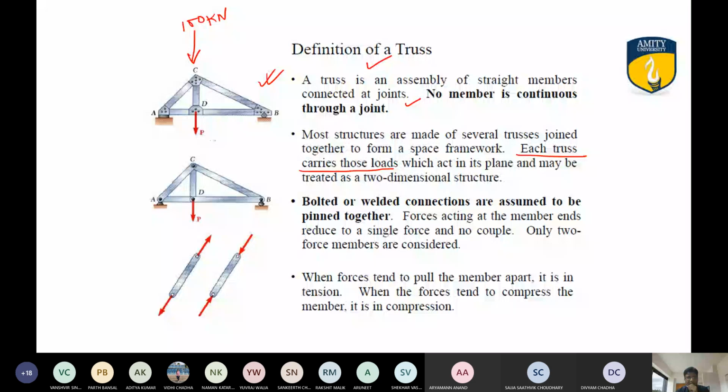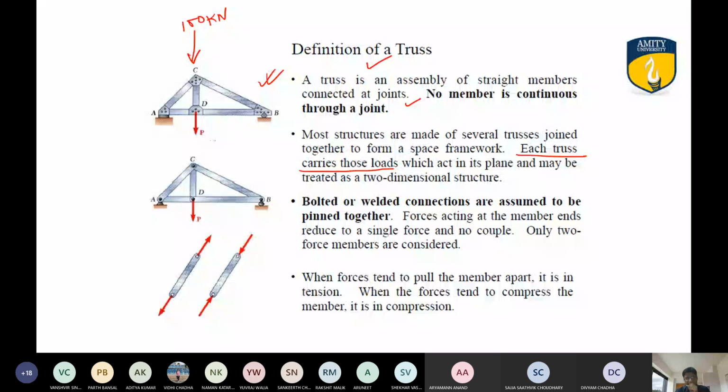Is AC a member or not? Yes. Next is BC. Next is AB. Then ED, then AD. And the last one? BC, I have already written here. Last one, C to D. Can you see C to D? That is the link.